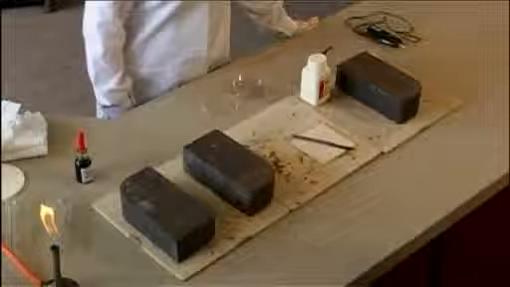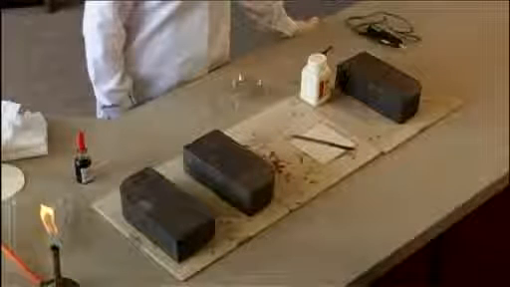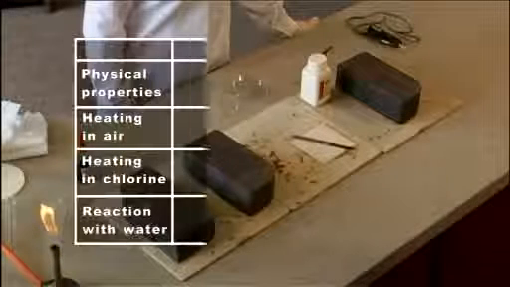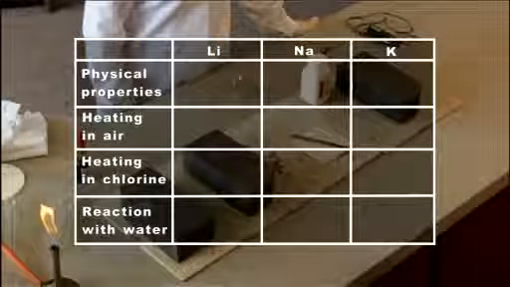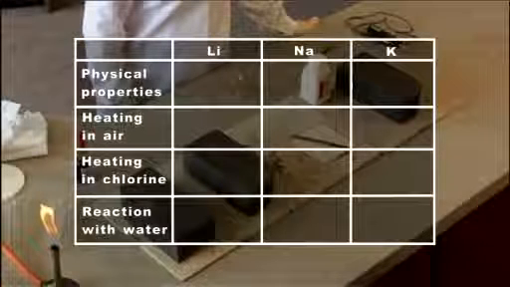There are a lot of observations to be made by the audience, and it is probably worthwhile getting them to draw up a table like this one to fill in while they watch. This could be extended to include room for predictions about rubidium and cesium.